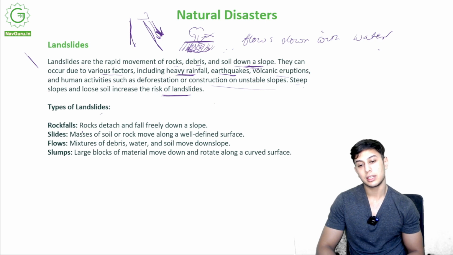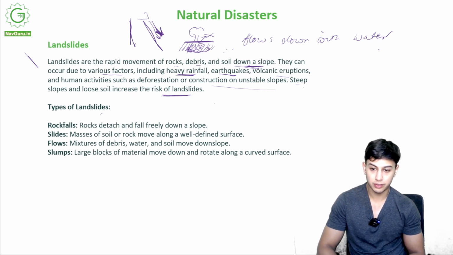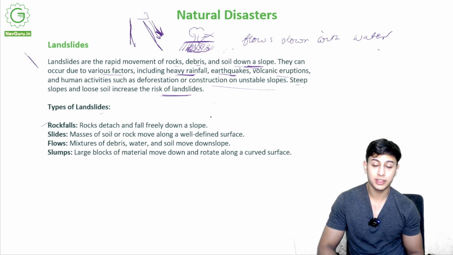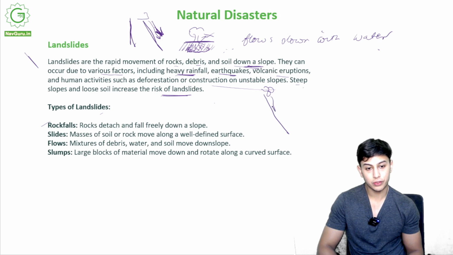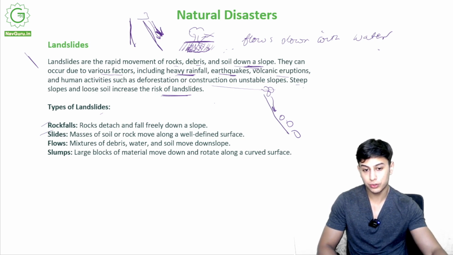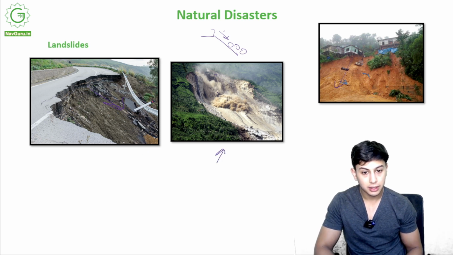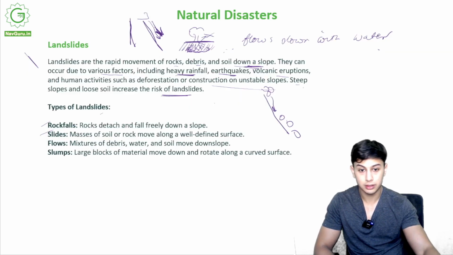What are the types of landslides? Rock falls. Rocks detach and fall freely down a slope. So if there were rocks at the top, they would fall freely down the slope, right? Now slides: masses of soil or rock move along a well-defined surface. So let me show you. This is a slide. Rock and sand and mud, it is flowing down the slope, sliding.